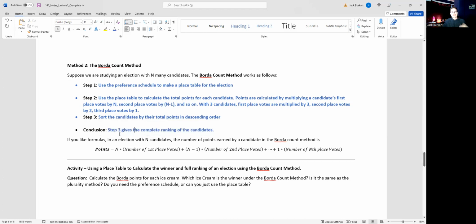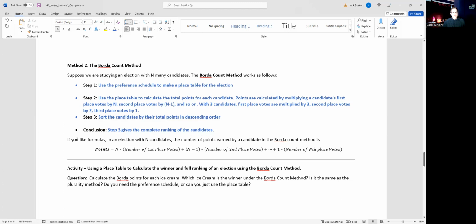And then our conclusion is that step 3 is going to give the complete ranking of the candidates. So the winner of a Borda count election is going to be the person or thing with the most amount of points. And then we will sort the rest of the candidates to get the complete ranking in descending order from that.